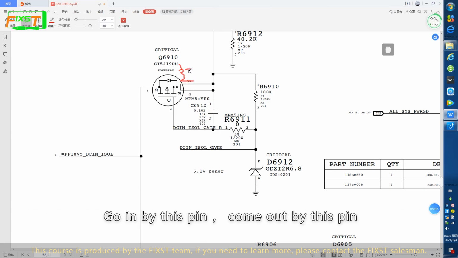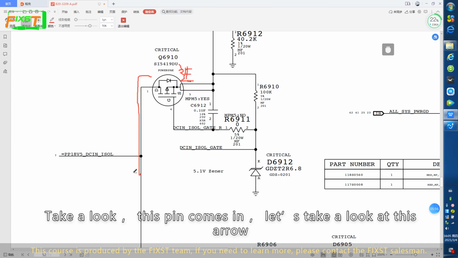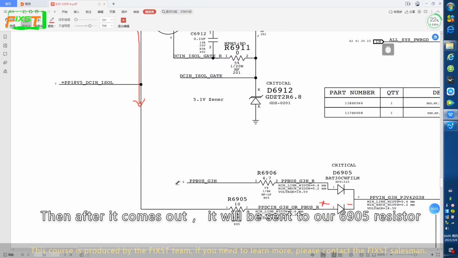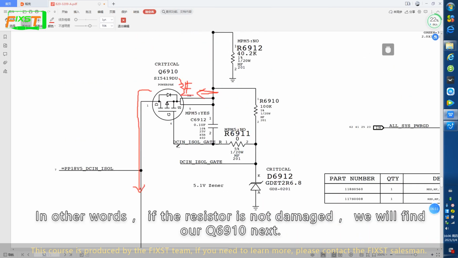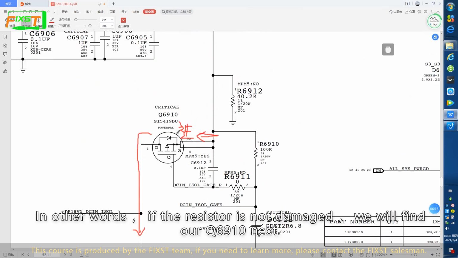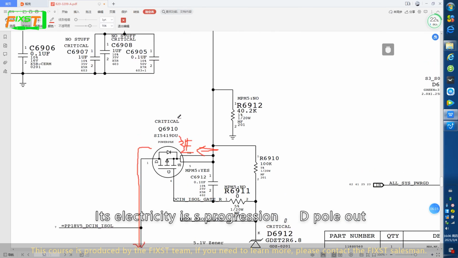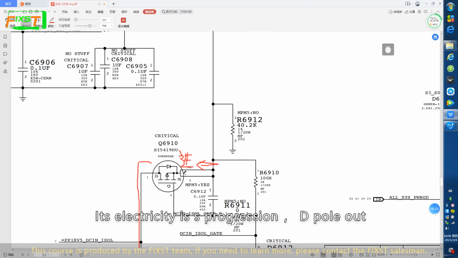Going by this pin, it comes out by this pin. Take a look, this pin comes in. Let's take a look at this arrow. After it comes out, it will be sent to our 6905 resistor. In other words, if the resistor is not damaged, we will find our Q6910 next. Its electricity is progressing deeper.